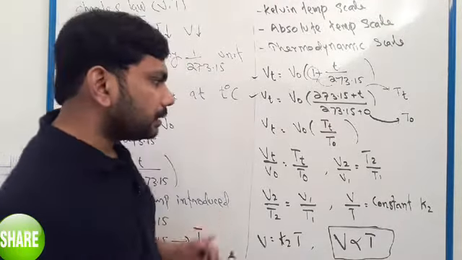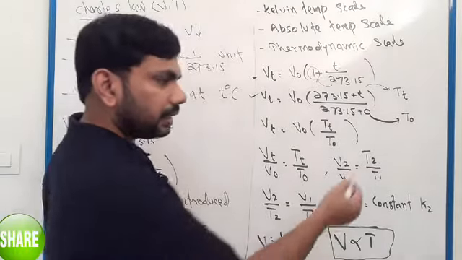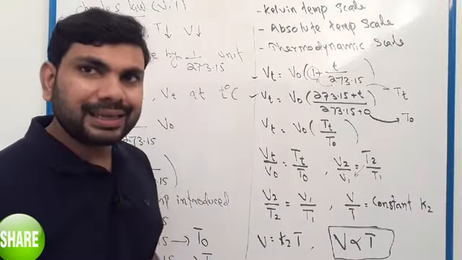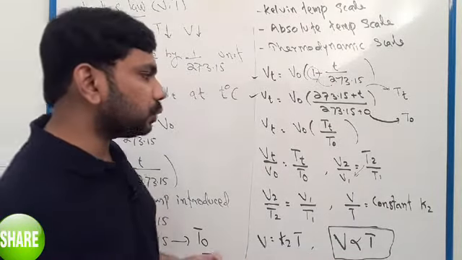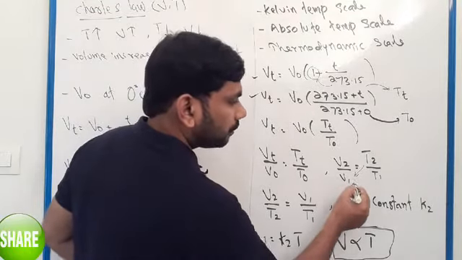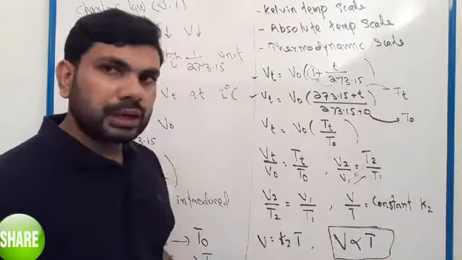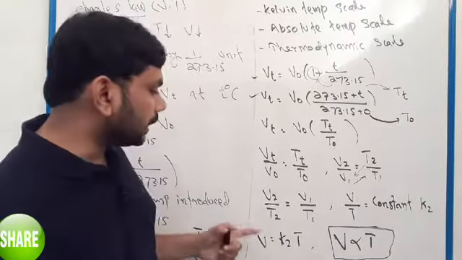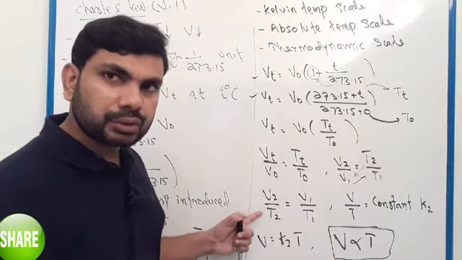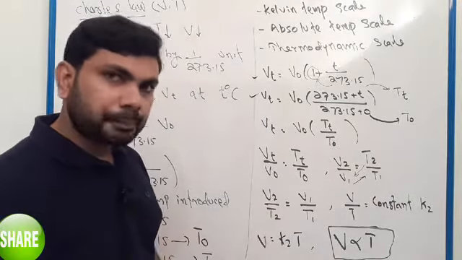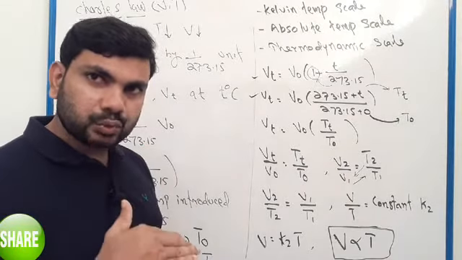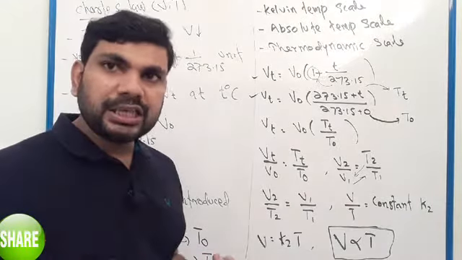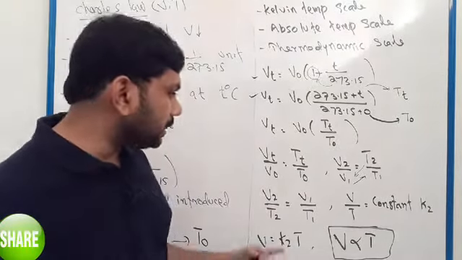Clear? Now see here, this equation we can rearrange. Bring T2 over here, so V2 divided by T2. Bring V1 over there. So V2 divided by T2 equal to V1 divided by T1. You can write it like this. V2 divided by T2 equal to V1 divided by T1 means V by T is a constant.